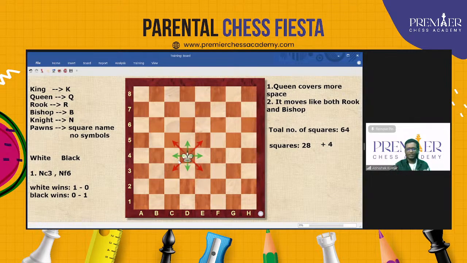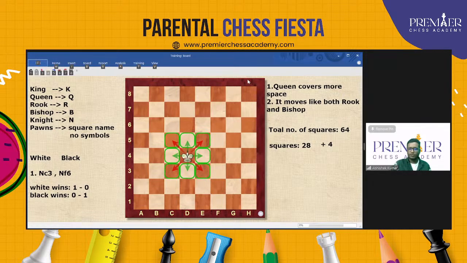Basically, wherever the king wants, it can go, but only one step. So we say the king moves in all directions, but one step. And if we count the number of squares that the king can actually move, altogether we are getting 8 squares.